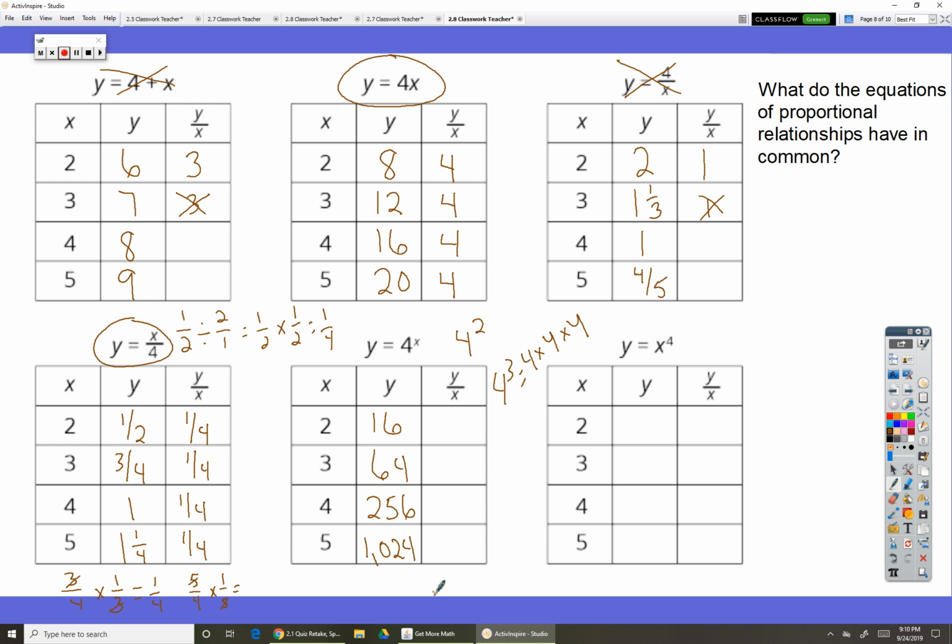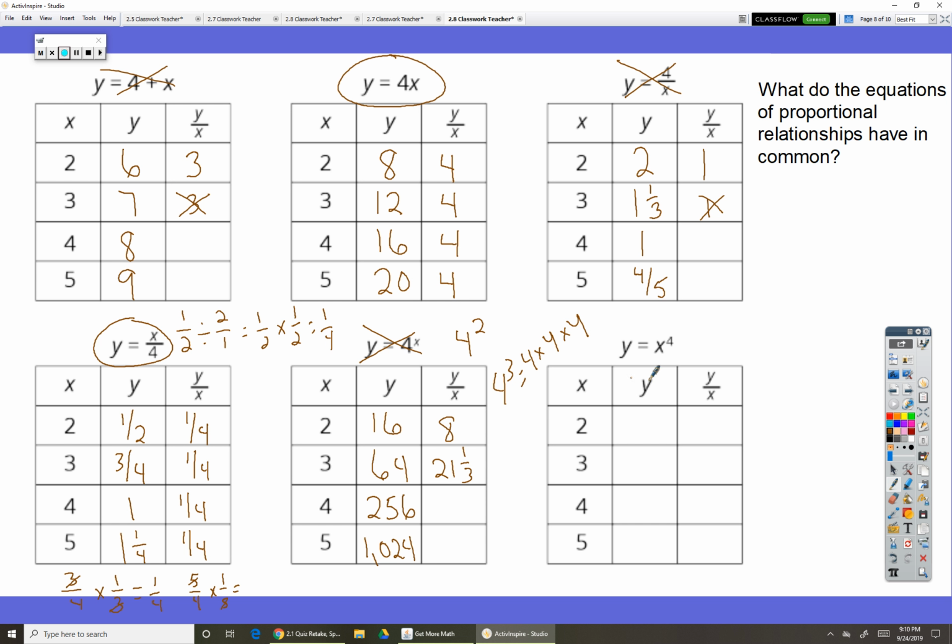1024. So now if we find the ratio y over x, 16 divided by 2 is 8. 64 divided by 3 is 21 and 1/3. So we can already see the ratios are not the same, so this equation does not represent a proportional relationship.